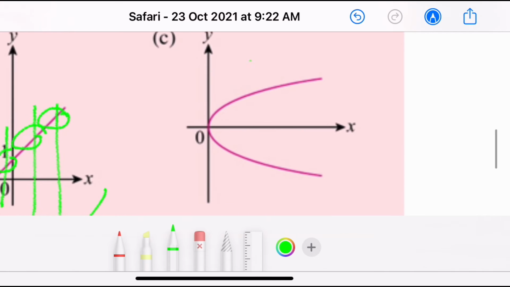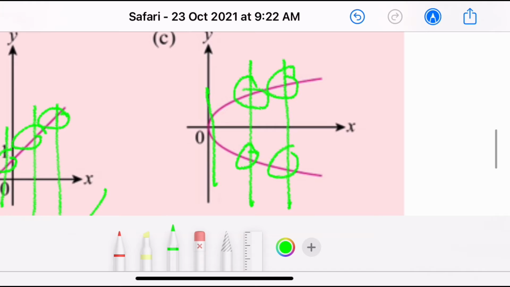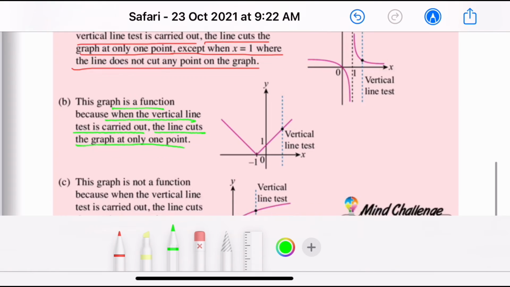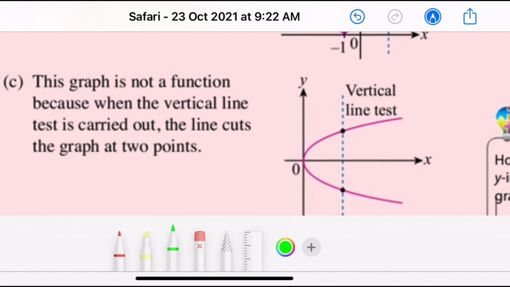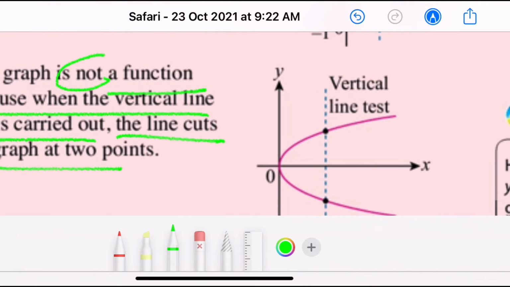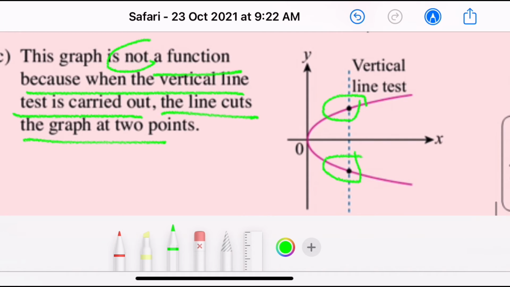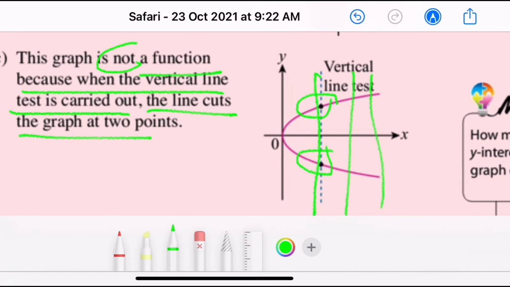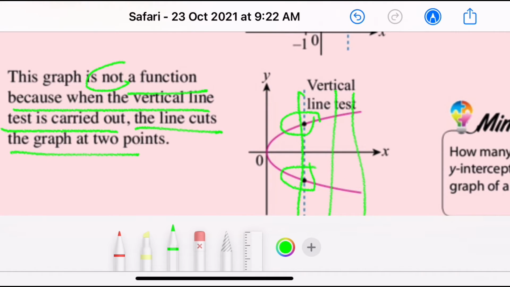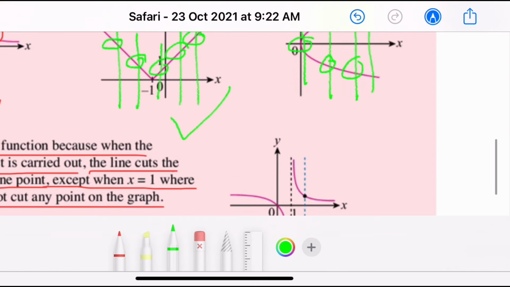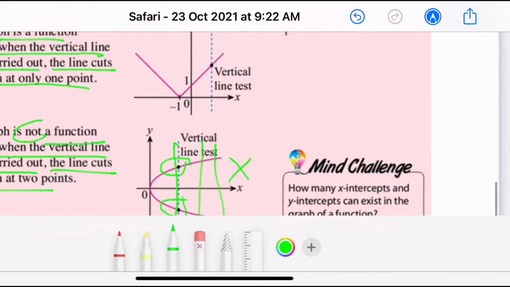What about this one? If we draw the vertical line test, we can see there are two intersection points except here, right? Here only one. So for C, obviously the graph is not a function because when the vertical line test is carried out, the line cuts the graph at 2 points. So when we conduct the vertical line test, there are two intersection points. So for C, it is not a function.